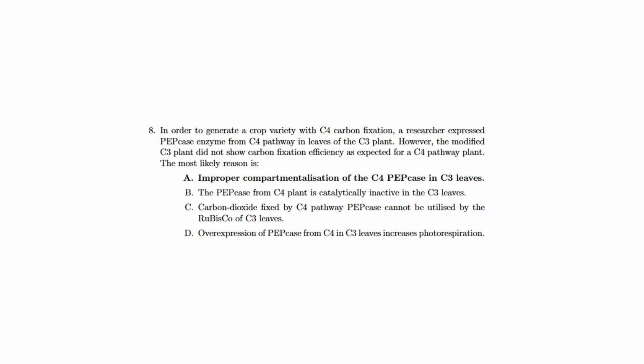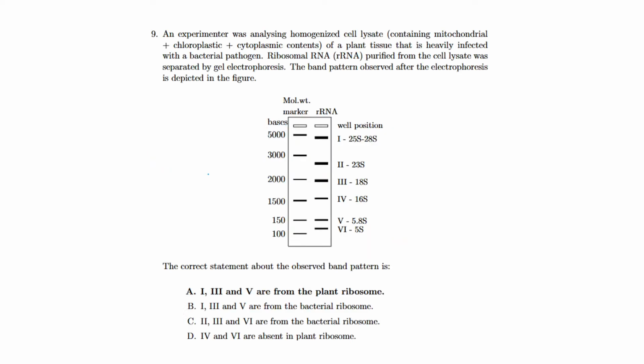So here I have the first option, which says an improper compartmentalization of C4 PEPCase in C3 leaves. So this option is correct. The other options are wrong because PEPCase from a C4 plant being catalytically inactive is wrong. Obviously, this should be active. Carbon dioxide fixed by the C4 pathway cannot be utilized by Rubisco of the C3 plants: no such thing happens. Overexpression of PEPCase from a C4 plant increases photorespiration: no, this is also wrong. So option A is correct over here. Moving on to the next question.